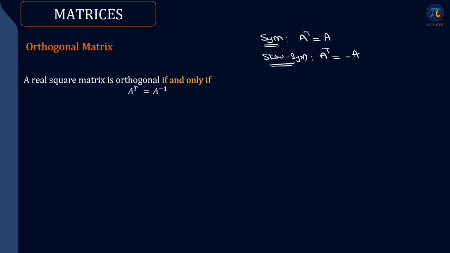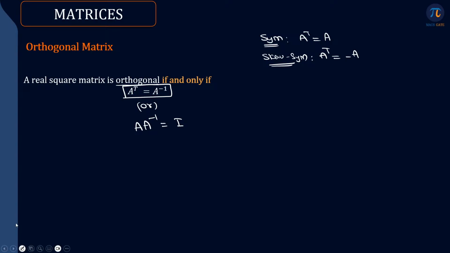Then what is an orthogonal matrix? An orthogonal matrix is one where A transpose is A inverse. That is, transpose is the inverse of the matrix. See, in other words, you know A into A inverse is equal to identity. A multiplied with A inverse you get identity.